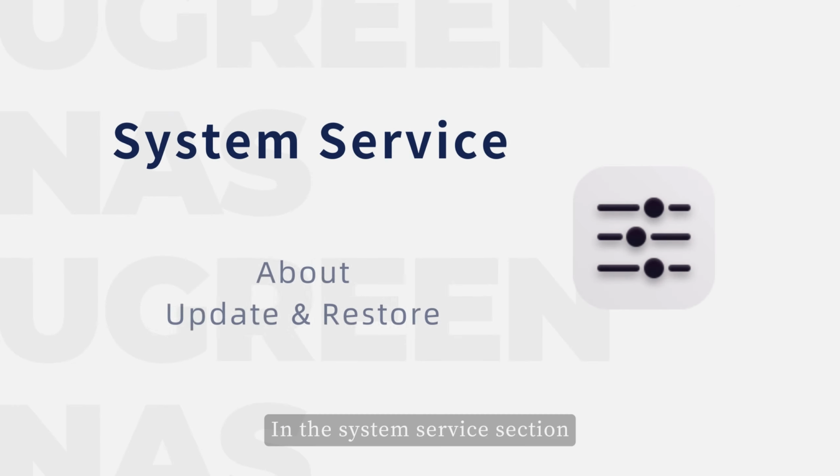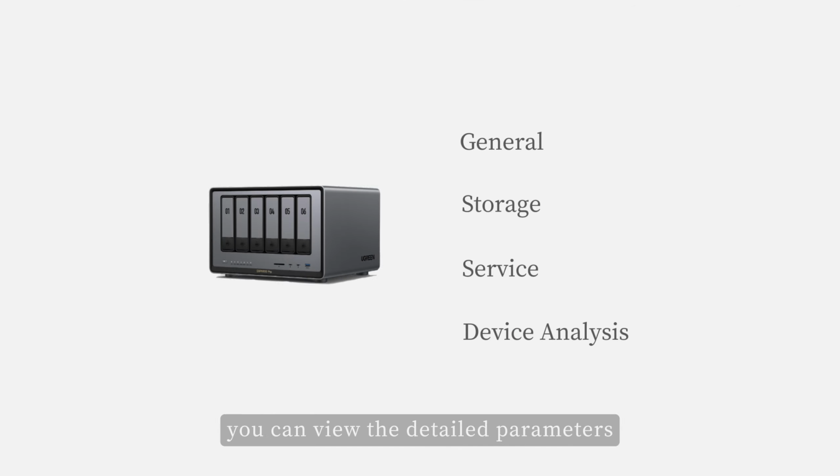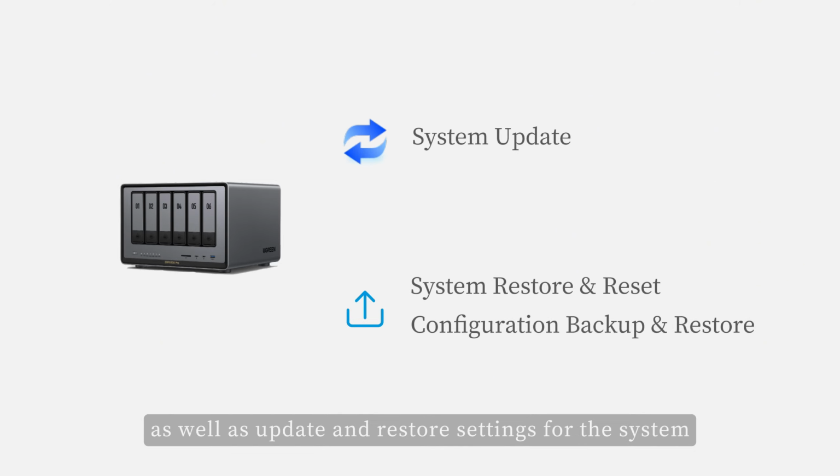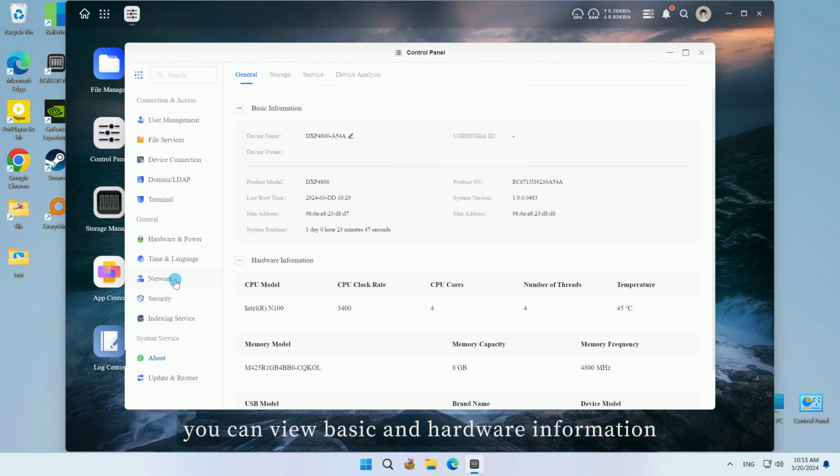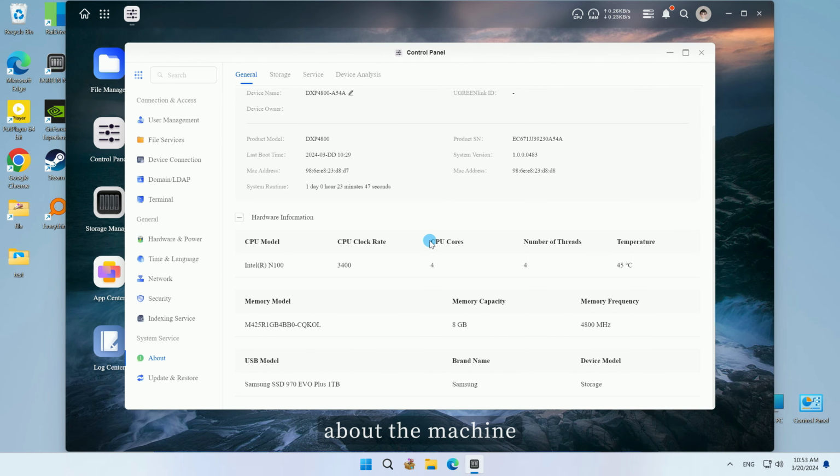In the System Service section, you can view the detailed parameters and usage of this device, as well as update and restore settings for the system. In general, you can view basic and hardware information about the machine.